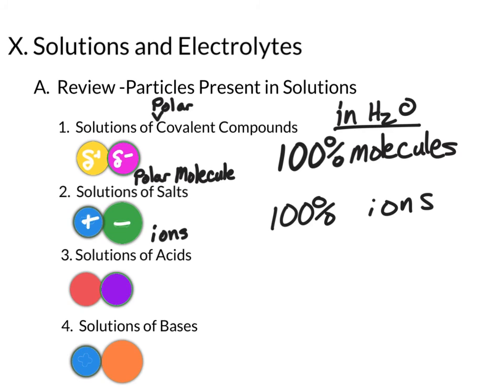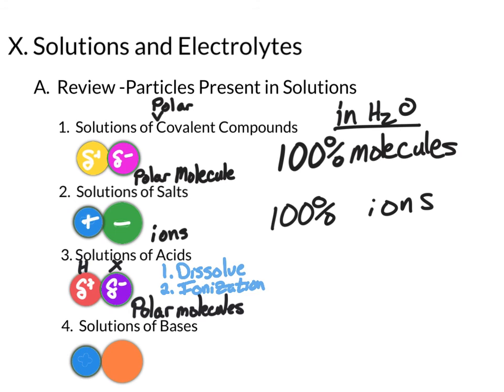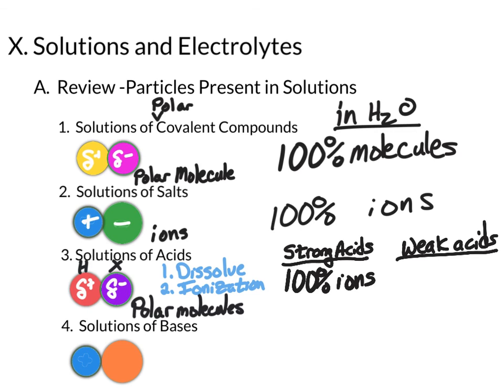When we look at solutions of acids, we have to look at them more carefully because they go through a process called ionization. They start by dissolving and then they ionize. So we look at strong acids, and we know that by definition they ionize 100%, and so that means that they start as molecules, but they become ions, and they are 100% ions when they are in water. In the case of weak acids, we know that they start off as molecules, but then when they contact water, they become ionized. But in this case, they are less than 100% ions.